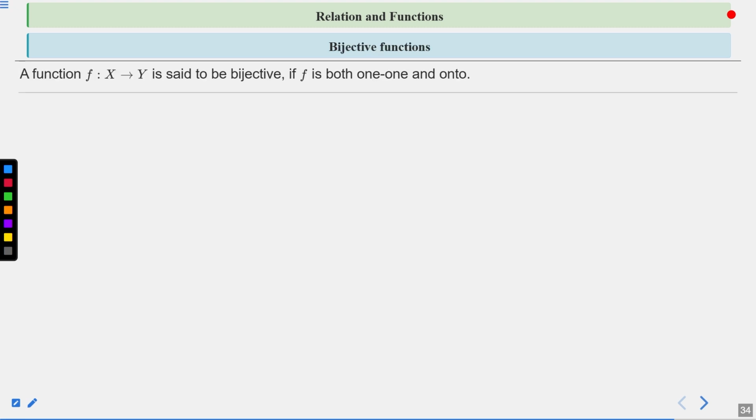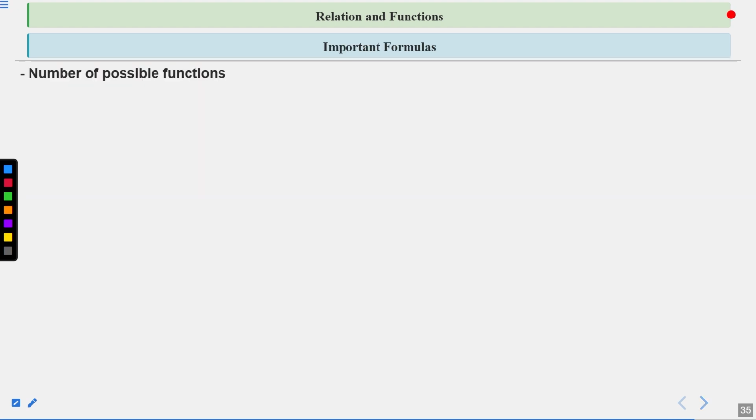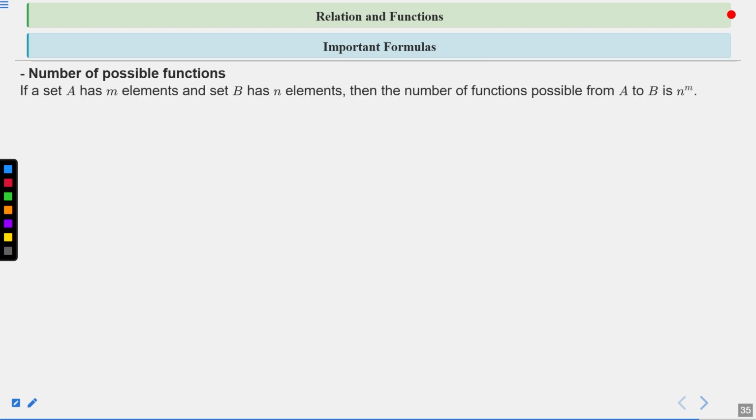Now, bijective function. If your function is both 1-1 and onto, then such functions will be your bijective functions. Some important formulas. Number of possible functions: if you are having set A with m elements, set B with n elements, then the number of functions from set A to B will be n raised to power m. Simple. You can associate these n elements to m elements.